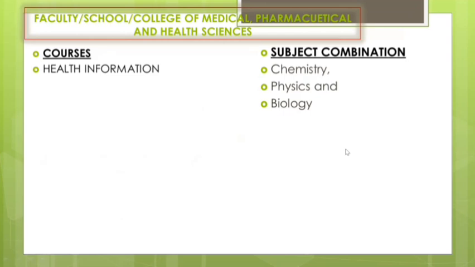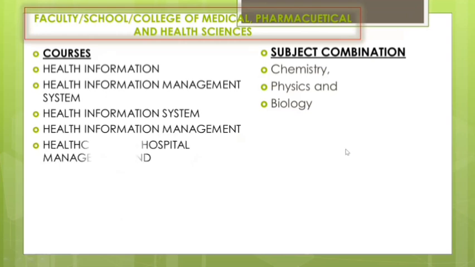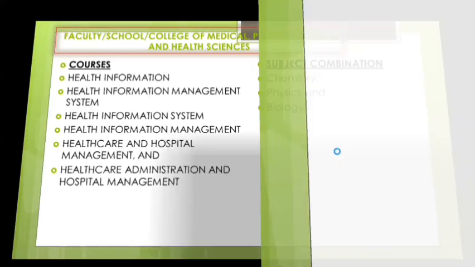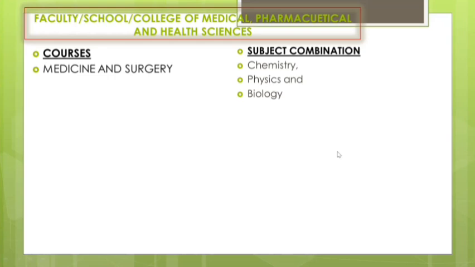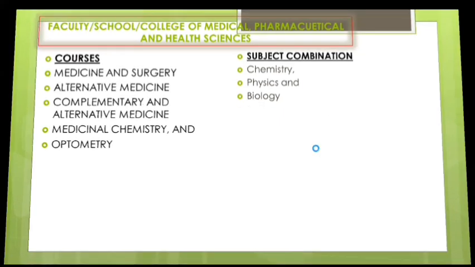For candidates applying for health information, health information management system, health information system, health information management, healthcare and hospital management, and healthcare administration and hospital management. Your JAMB subject combination include chemistry, physics, and biology. For candidates applying for medicine and surgery, alternative medicine, complementary and alternative medicine, medical chemistry, and optometry. Your JAMB subject combination include chemistry, physics, and biology.